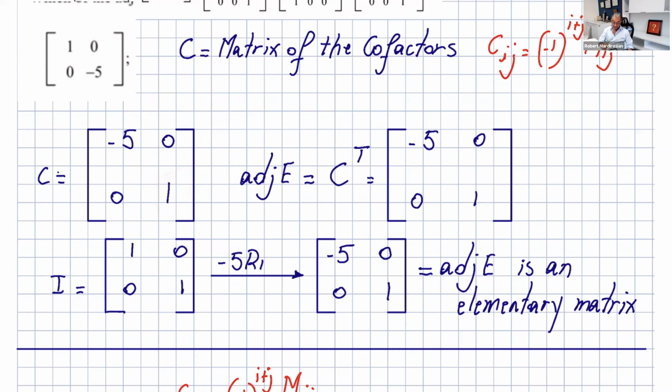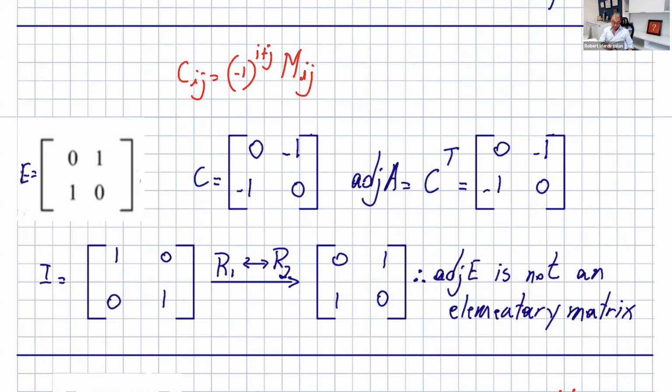Then the adjunct is the transpose of the matrix of the cofactors, which in this case is the same thing. So if you start with I and multiply row 1 by -5, you are going to get that matrix. Therefore, that's an elementary matrix.